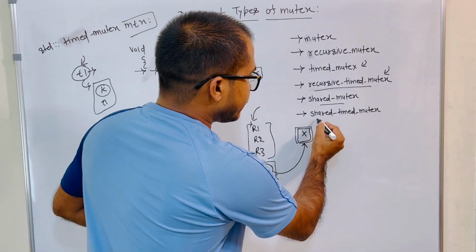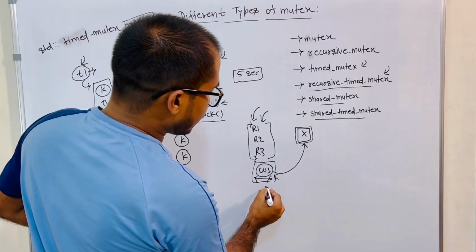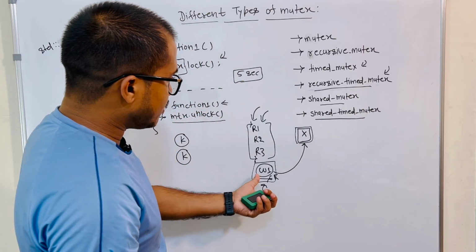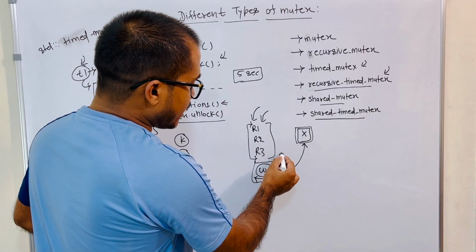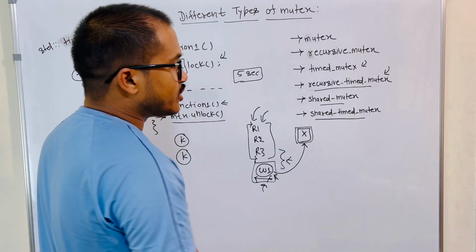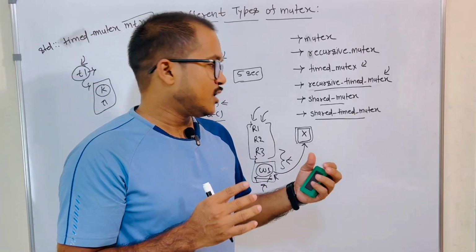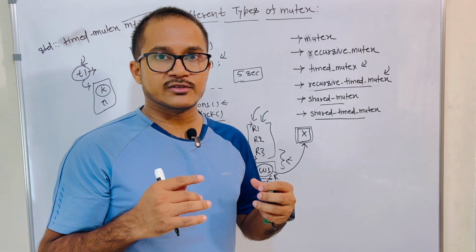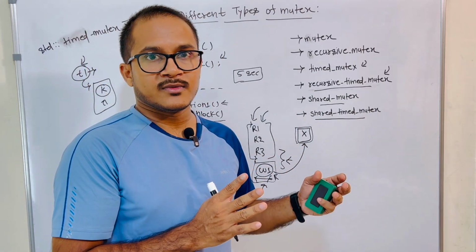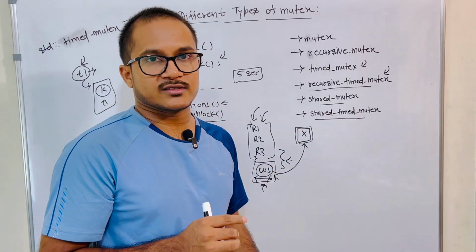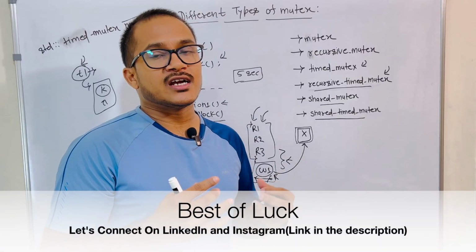But in case of shared timed mutex, multiple readers will be able to lock the mutex, but only a single writer will be able to lock the mutex, and at the same time, if any of them is unable to get the mutex within a certain time limit, then a timeout situation will happen and all the threads will be able to execute their operation. So basically infinite waiting will not be there in case of shared timed mutex. So these are the different types of mutexes which we use in different kinds of cases.